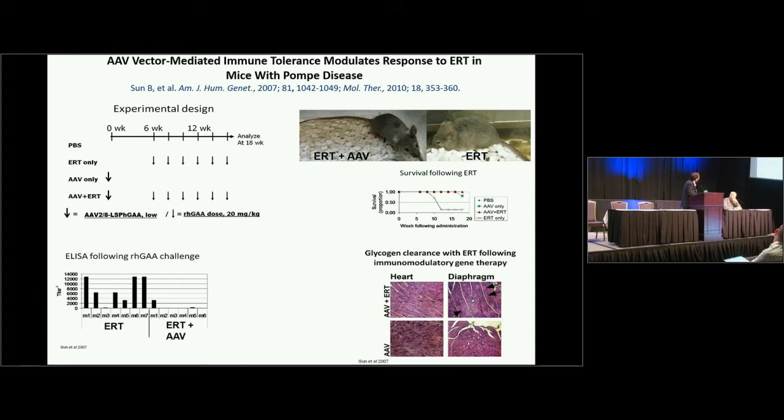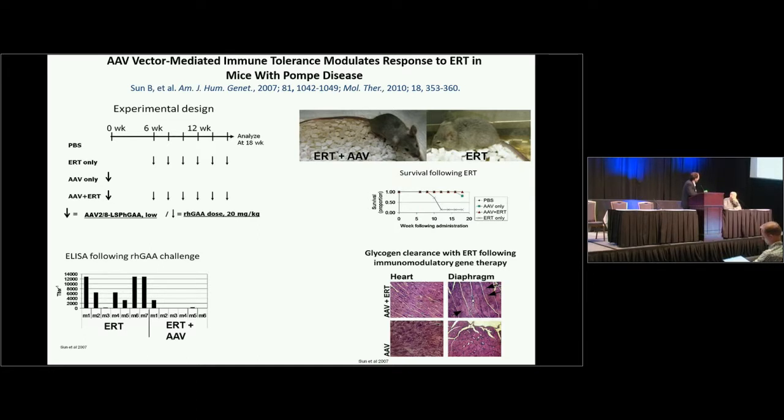So after this treatment, we did the immune challenge. We found a robust antibody response for the ERT-only mice that was largely suppressed by AAV administration. These mice that received only ERT had hypersensitivity responses, and they had mortality, whereas mice pretreated with AAV did well. And then we could see an efficacy in terms of clearance of glycogen in the muscle.